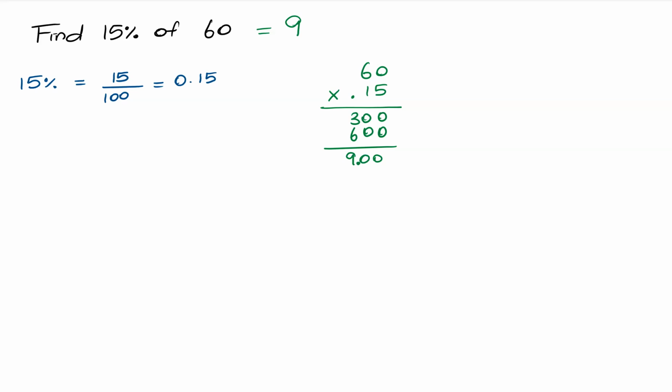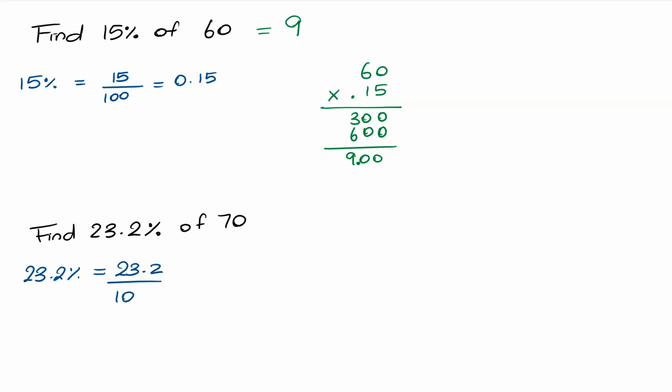Let's say we're again told to find 23.2% of 70. Alright? So again, we go back and write down what 23.2% means. Well, we know that 23.2% means 23.2 out of 100. It also means 0.232. And I'll use this to now find out what that value is.